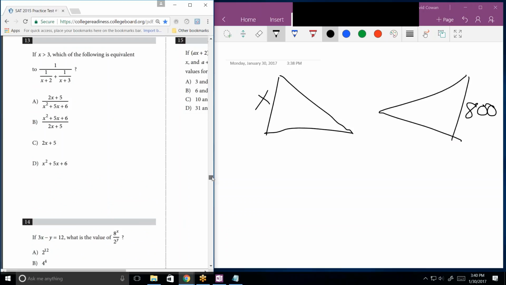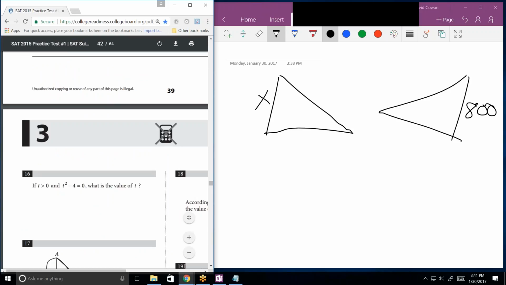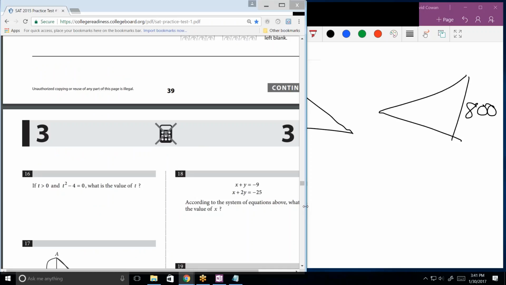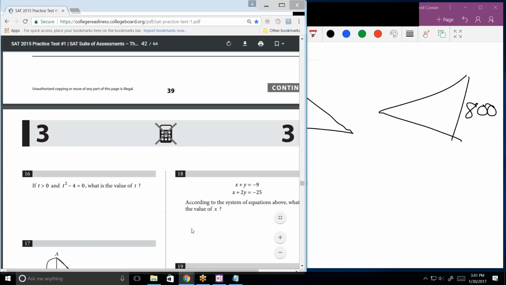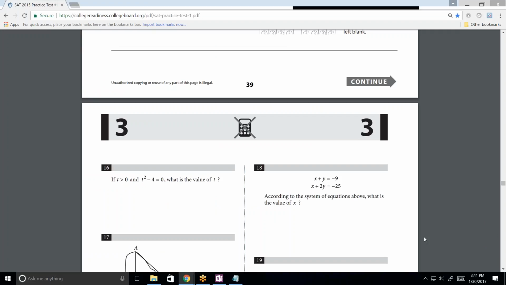That was 17, wasn't it? Yeah. So we need to go to 18. All right, let me do this. How are you going to solve 18? System of equations, so we can just solve them. What's the best way to solve it?